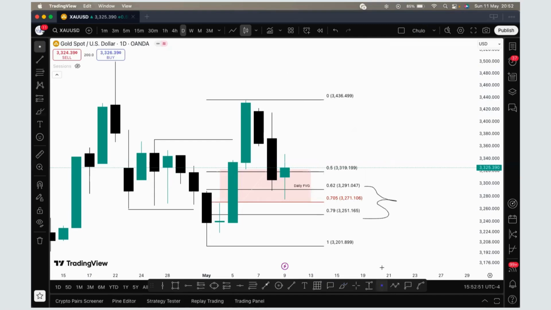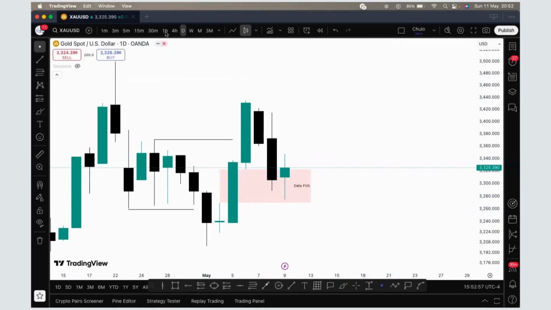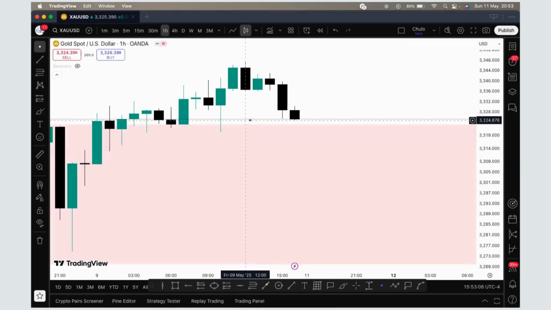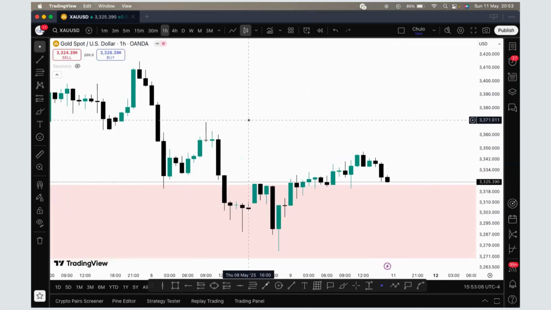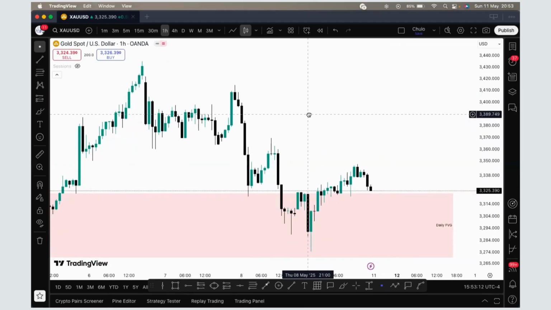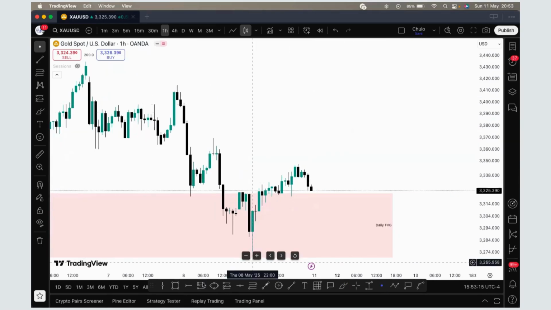Okay, so let's drop down to the 1 hour time frame and see what we are going to get from the 1 hour time frame. So here in the 1 hour time frame, right? We have this.